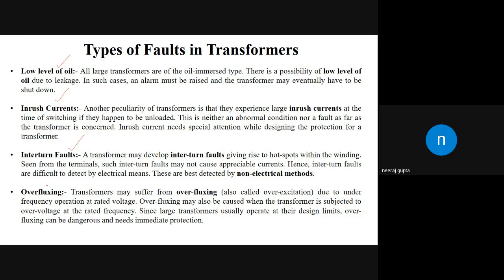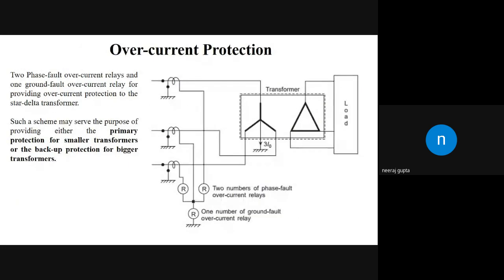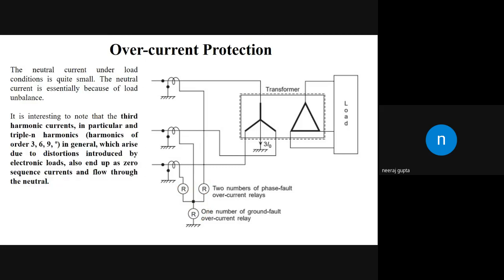Another is overfluxing. For overfluxing we use the volts-per-hertz relay. Overfluxing will have disastrous consequences for the whole transformer. Now we start with the overcurrent protection, which we have already discussed. In overcurrent protection, we use the overcurrent relay on two phases and one ground fault overcurrent relay. This relay is used as the main protection for a small transformer, and for a large transformer it is used as a backup relay.